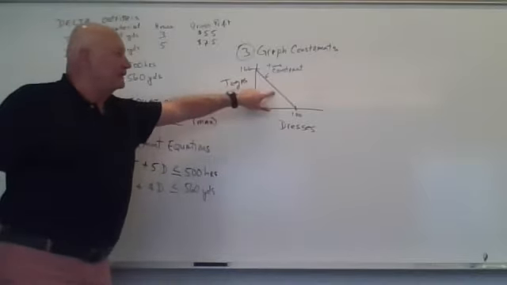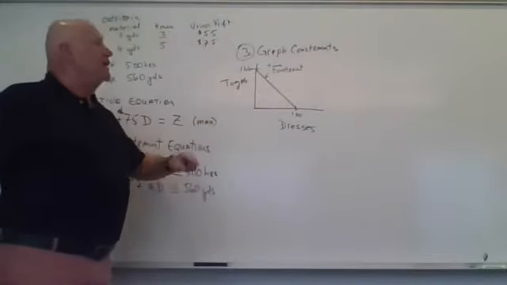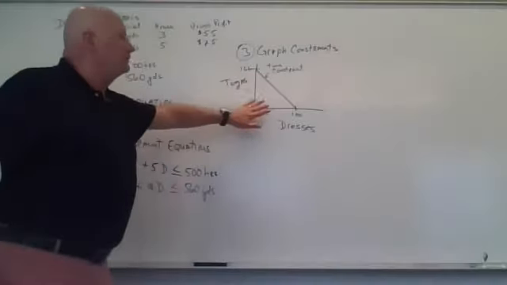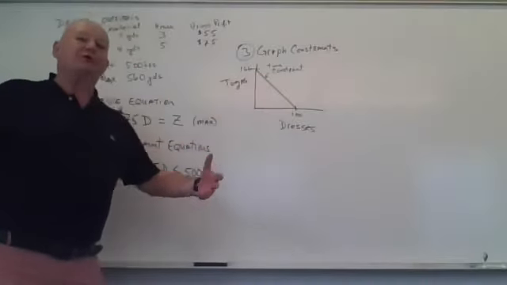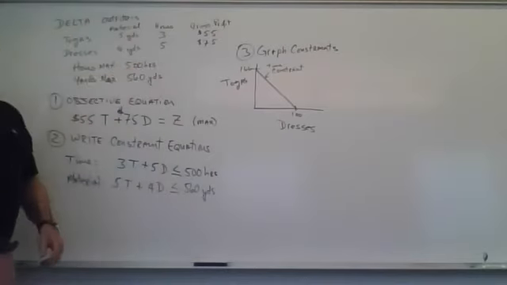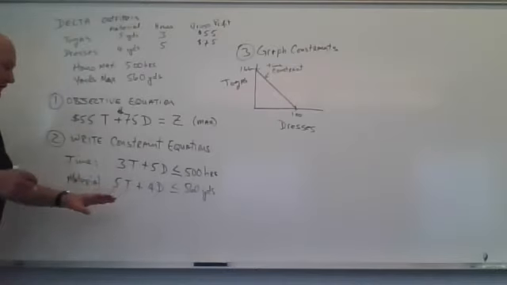So you pick a point right there, follow this over and follow it down. That's the number of dresses, that's the number of togas. You will not exceed the time constraint. All points under the curve are feasible in terms of not exceeding the available 500 hours we have. All right, do the same thing now for the material constraint.